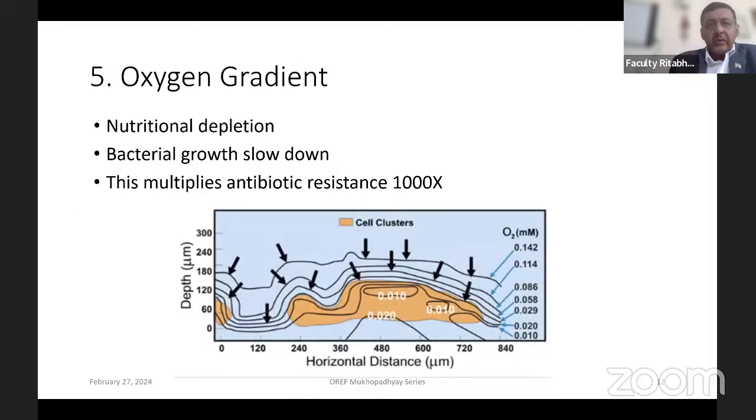The other natural phenomenon that happens is as the bacterial film forms and the bacteria start utilizing their nutrients, the nutritional supplements available for the bacteria start depleting. So the more rapidly multiplying bacteria on the surface need more nutrition, and the grandfathers below need less food to survive. So there is a depletion in the supplements as well as an oxygen gradient which depletes as we go deeper into the biofilm. And this multiplies the antibiotic resistance almost by 1,000 times.